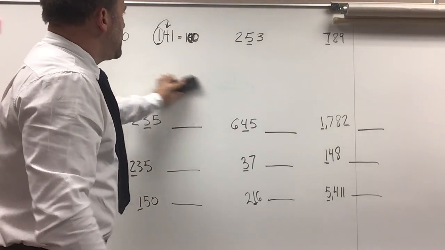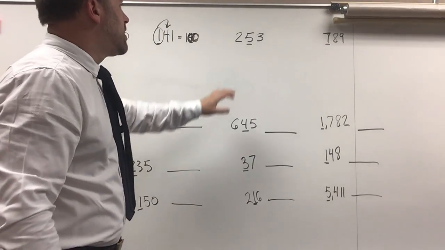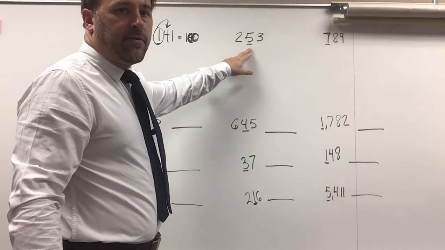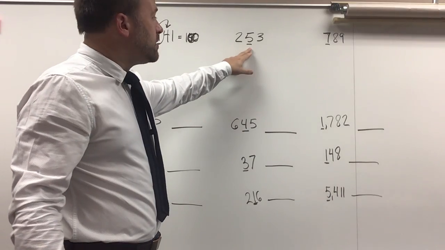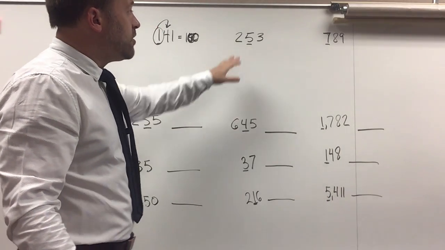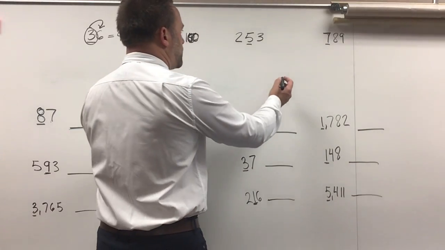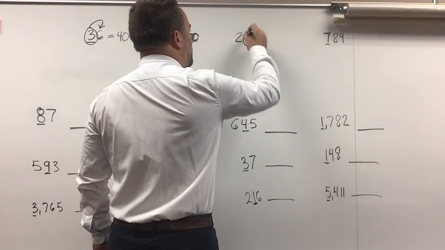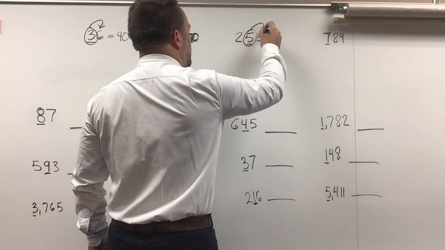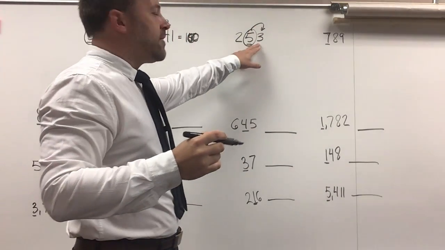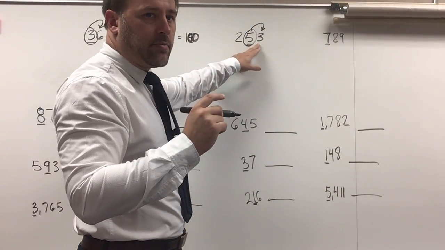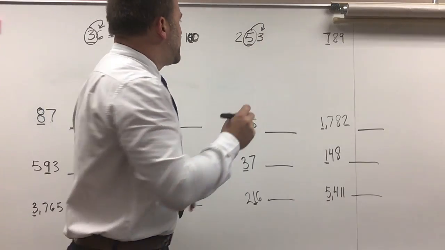All right, moving on. 253. Why did I underline the 5? So we're going to round to the nearest tens place, okay? Even though we're in the hundreds, we can still round within the tens. So I'm not going to draw a picture for this one. I'm going to circle my 5. I'm going to point to the 3. Is this enough to round up or round down? Good, we're going to round this one down.